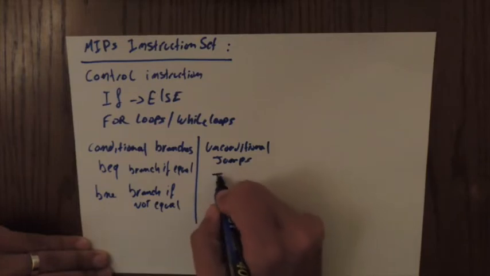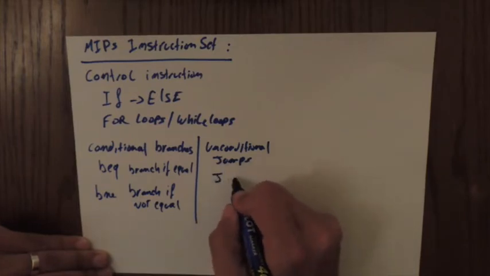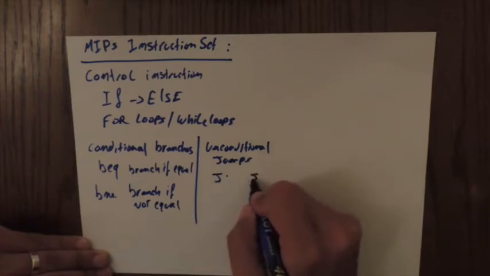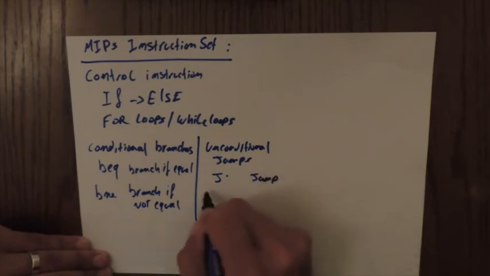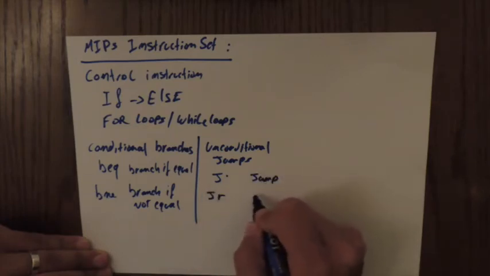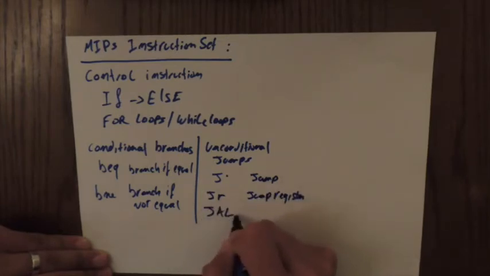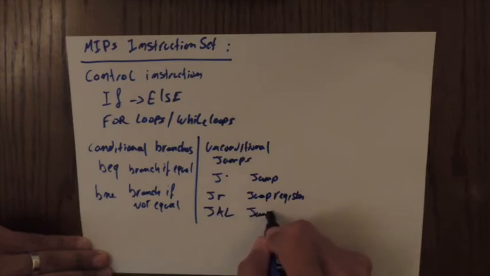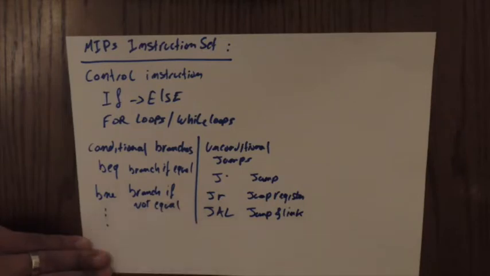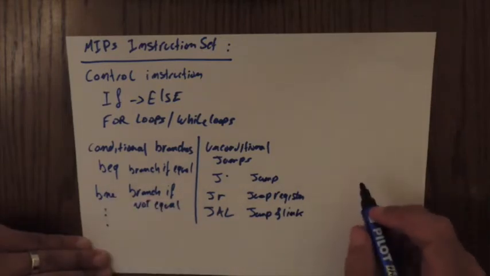And here we have the jump instruction J, just like this, jump. We have jump register and jump and link. Of course, we have many other branching instructions, but we're going to focus just on these two.